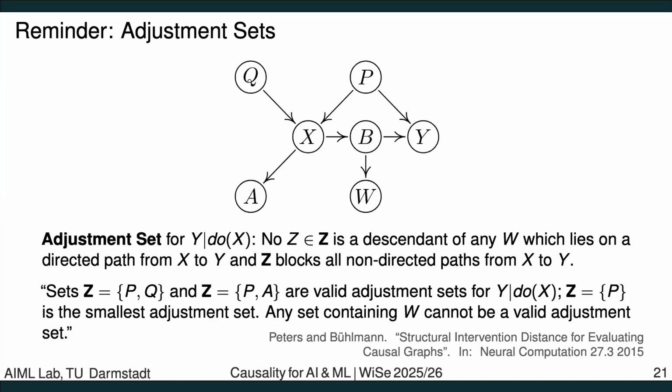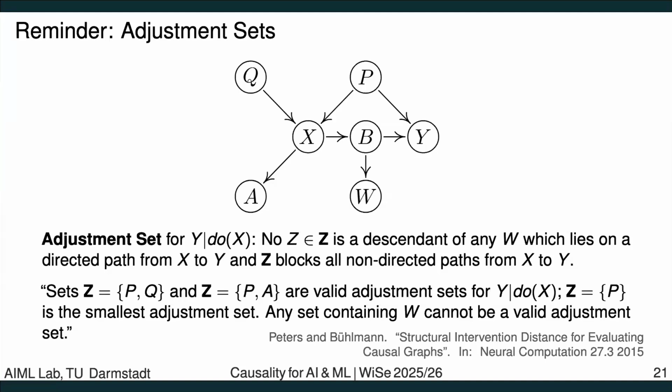Okay, then a quick reminder on adjustment sets. Adjustment sets are, in plain words, the things that if we condition on them, make our causal queries unbiased because they block all the paths between X and Y, or at least all the non-causal paths. I think we have seen examples. There are minimal adjustment sets. For example, here for Y given do X, the smallest one is P, and we can never condition on W because that introduces a bias.